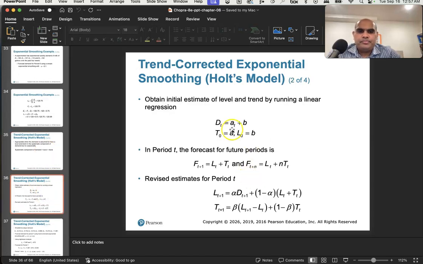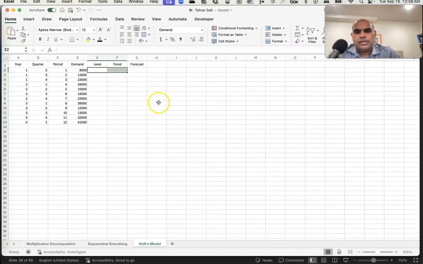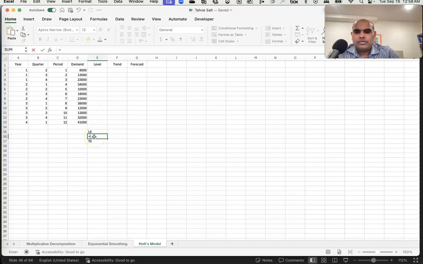To do that, you can obtain the estimate for level and trend by running a linear regression analysis, right? So how do I do that? I have my demand numbers and I have my period numbers, right? So I can calculate level and trend this way. I'm going to call this L0 and T0, right?